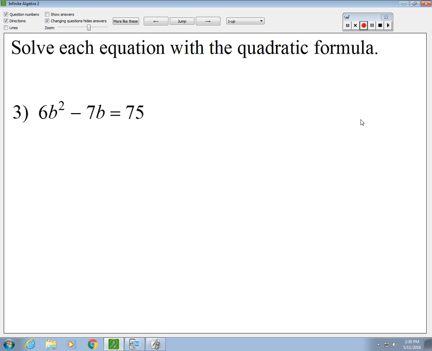Solve each equation with the quadratic formula. I'm going to give you the formula on a formula sheet, so you won't have to worry about memorizing it. Negative b plus or minus the square root of b squared minus 4ac all divided by 2a. Now, before we can actually use that formula, we need our trinomial where everything's on one side and it's set equal to 0. So how do I do that?